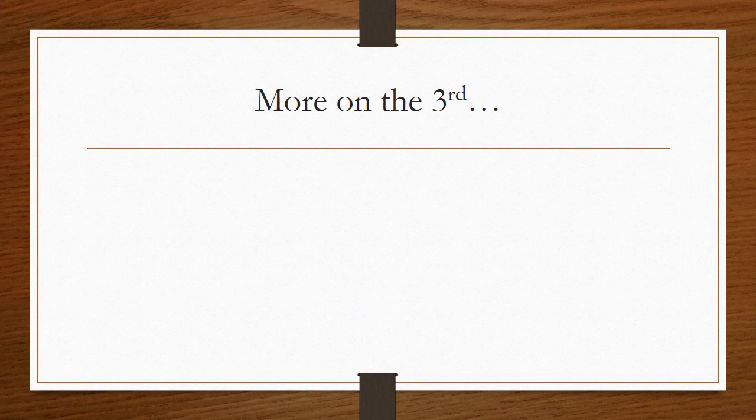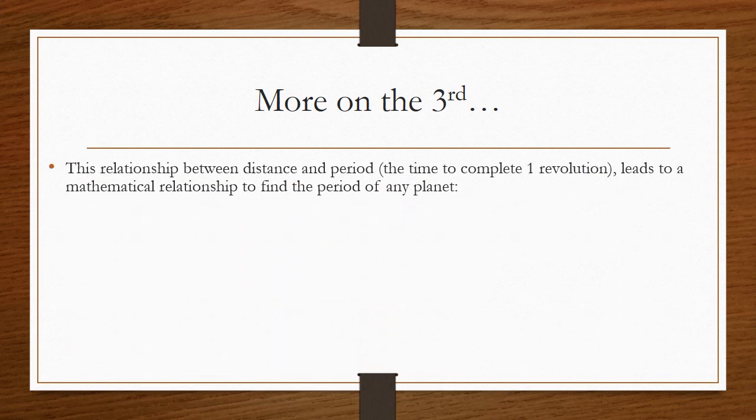So a little bit more on the third law. Isaac Newton came along and corrected it and made it even better. And he established that for any one planet, you can have a mathematical relationship to find the period of the planet, or the time it takes to complete one revolution. So this equation became T equals 2 pi over the root of capital G times the mass of the Sun, to blah, blah, blah. These equations look kind of crazy.